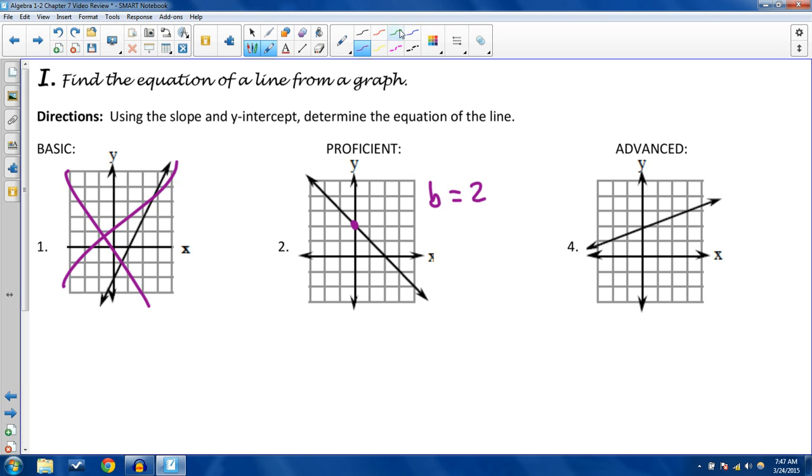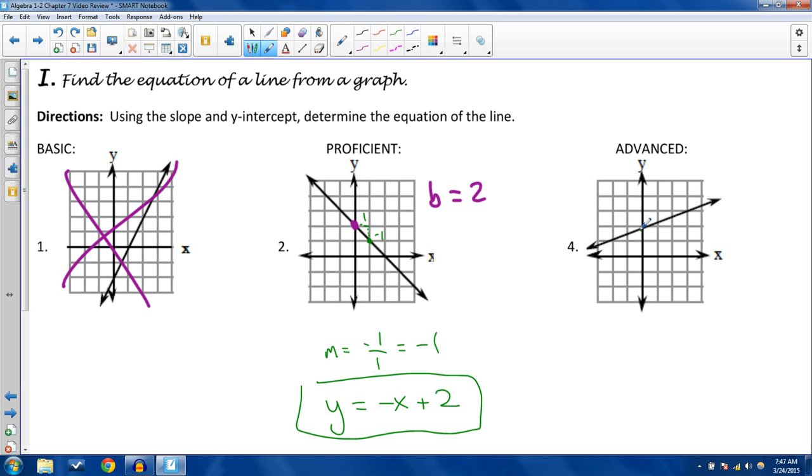For your slope, you want to use a growth triangle of some sort. So you want to find any other point. It doesn't matter which one. This one. As I run 1, I go down 1. So your slope is negative 1 over 1, which is negative 1. So your equation is negative 1x plus 2.